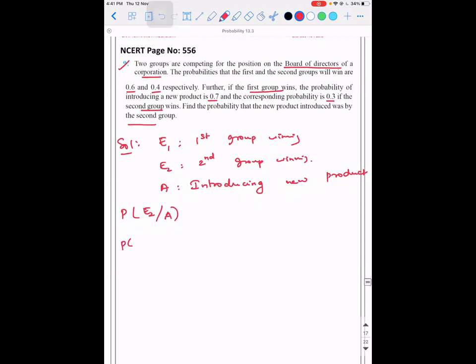Okay, for that we need the probability of E1. What is the probability of the first team to win? It is 0.6. That is 6 by 10. The probability of the second group to win is 4 by 10. What is the probability that the new product is launched, known that E1 has won? How much is this? 7 by 10. Probability of A given E2 is 3 by 10. That's it. You take all these values and substitute, you will get the answer.